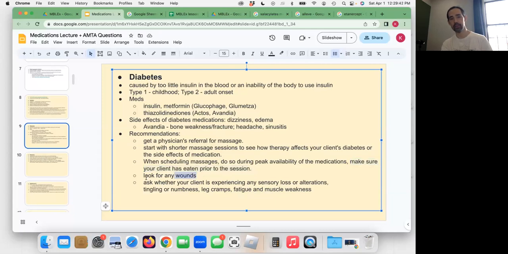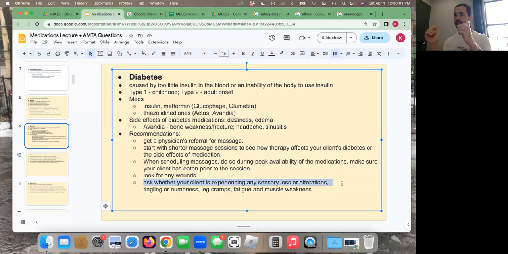Okay, and while you're working on a client who has diabetes, before you start working on them, inspect visually, look for wounds, look for open skin. It does happen over time with diabetes. Also ask them if they're having any kind of sensory loss. Do you feel everything in your hands and your feet normally, or is it sometimes a little numb, or do you have loss of sensation there? Do you have any changes in what you feel? Do you sometimes get tingling or numbness or zinging sensations or anything of that nature? Any cramps? How about fatigue or muscle weakness? Ask them if they're experiencing any of those.